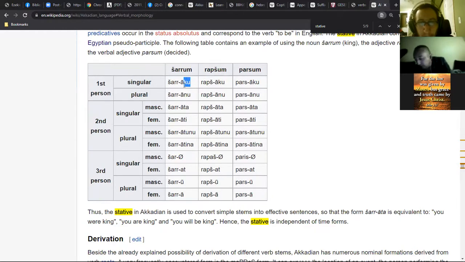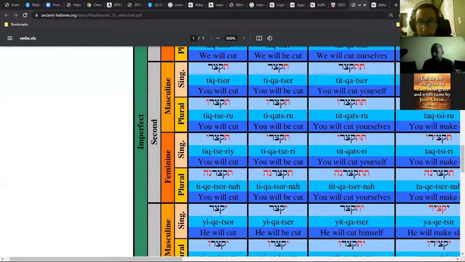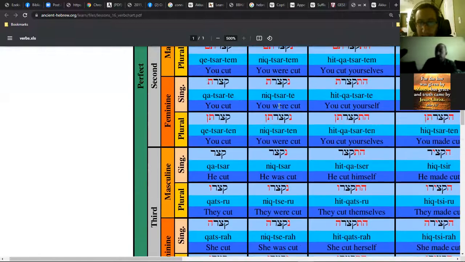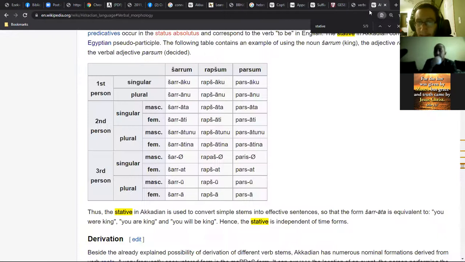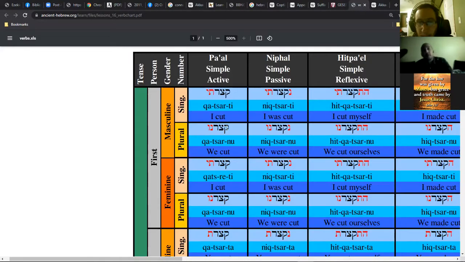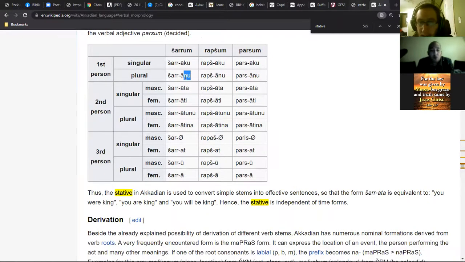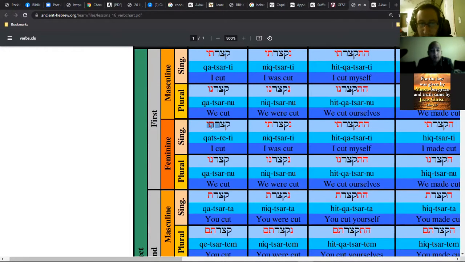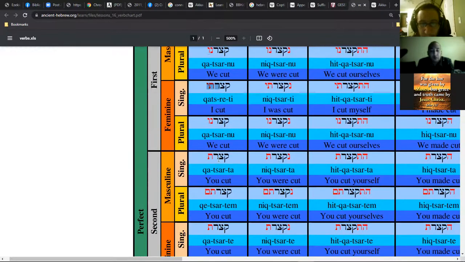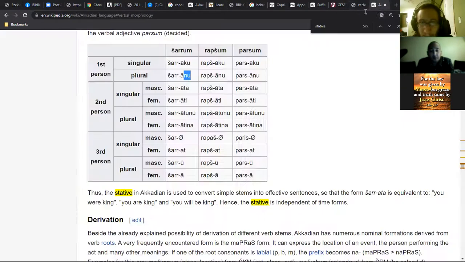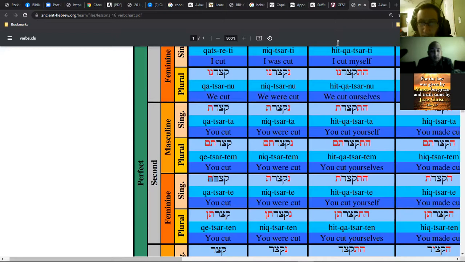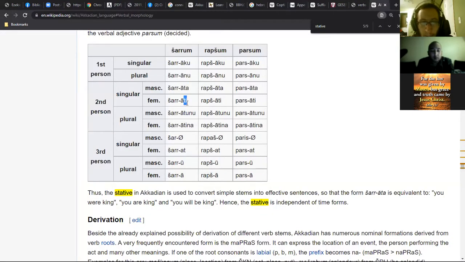So the primary difference here is the first person. We have in the first person tav, yod. We don't have that in Akkadian. But we do have nu for we, and likewise, we have anu for we, for Akkadian. Then we've got ta for masculine you. And there he is, ta. And we've got ti for feminine you, perfect. And ti for feminine stative you in the Akkadian.